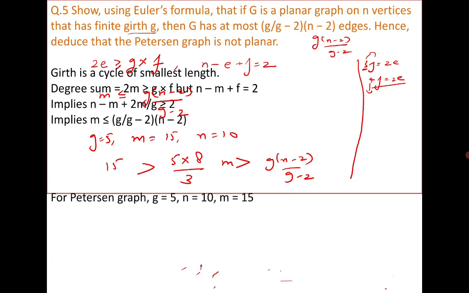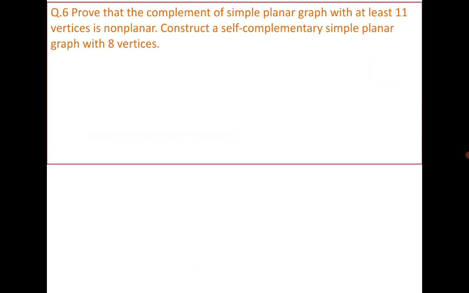So moving further, let's move to the next question, which says to prove that the complement of a simple planar graph with at least 11 vertices is non-planar. It means that try any planar graph of order 11 or more than 11 and then find its complement. You will easily observe that it always comes out to be non-planar. But why is it so? That we need to think.